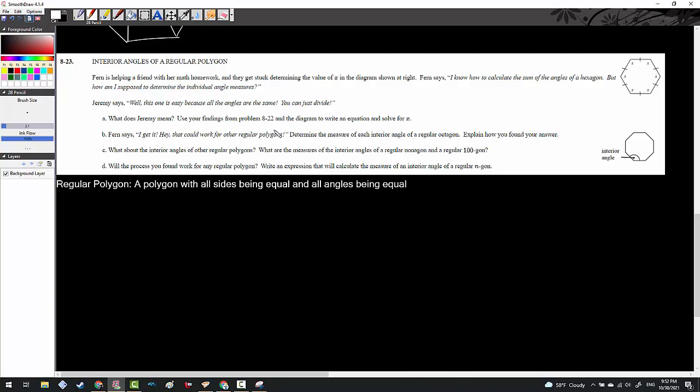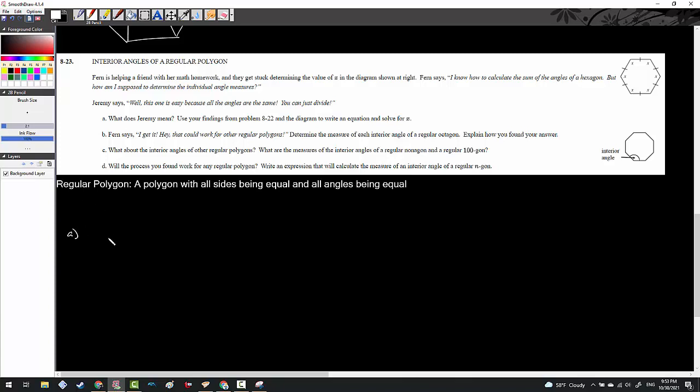Fern says, I know how to calculate the sum of all the angles of a hexagon, but how am I supposed to find the individual angle measures? And Jeremy says, well, this is easy because all the angles are the same, so we can just divide. So what does Jeremy mean? Well, I'm going to first find the sum of the interior angles of a hexagon. How do I do that?